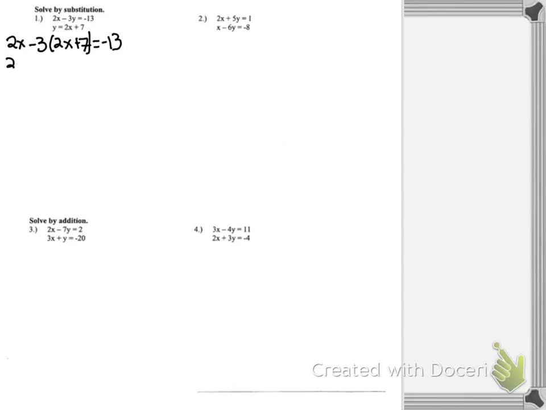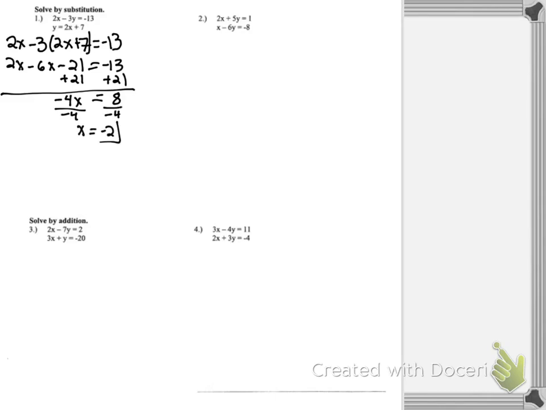We're going to then distribute that negative 3 with negative 13. We're going to combine our like terms, which involves adding the 21 to the other side. 21 minus 13 is going to give us an 8. Over here we have negative 4x. We're going to divide by negative 4. Gives me x equals negative 2.